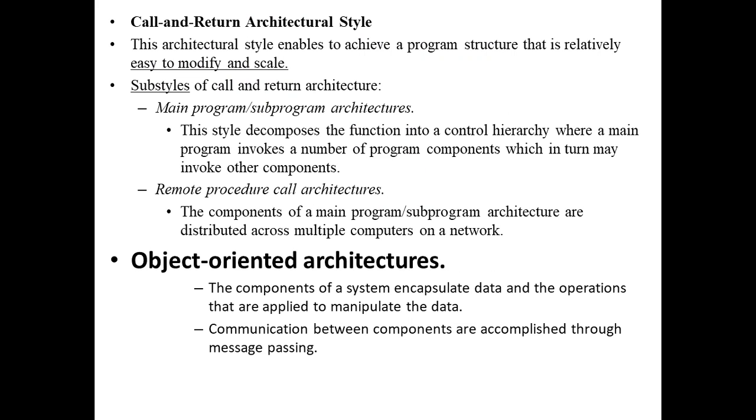Next style is call and return architectural design. So in this type of architecture, the substyles of call and return architectures are main program subprogram architecture and remote procedure call architecture. So in the main program subprogram architecture, the main program calls the subprograms. This style decomposes the function into a control hierarchy where a main program invokes a number of program components, which in turn may invoke other components. Remote procedure call architecture: the components of a main program architecture are distributed across multiple computers on a network.